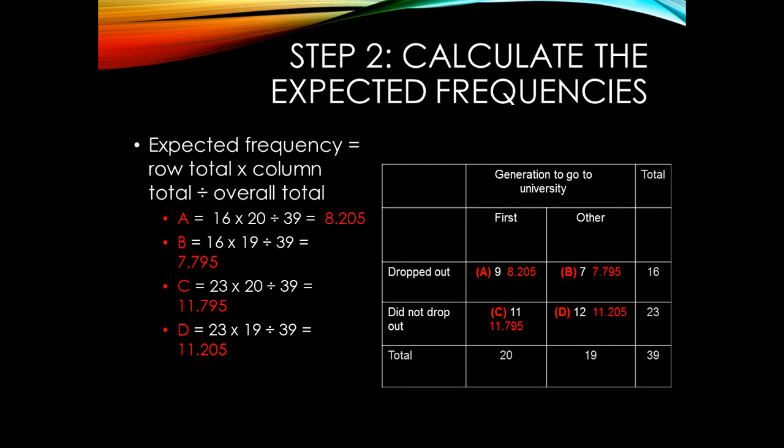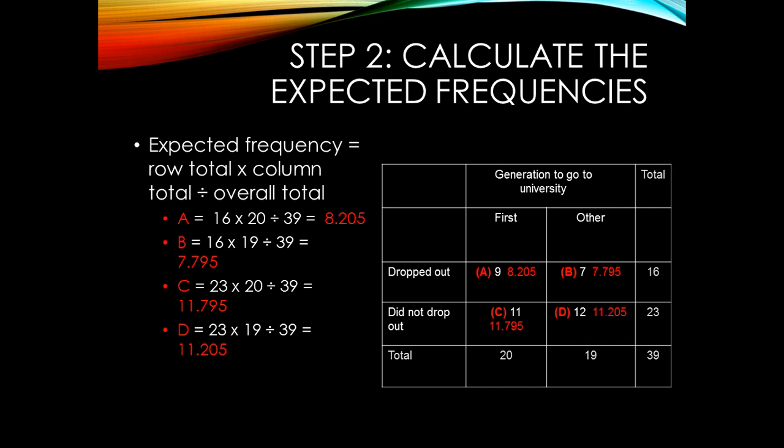11.79. If you're doing it on the calculator, it actually gives you a lot more decimal places. It's 11.79487179. But what we normally do is round to 3 decimal places, that's to say 3 numbers on the right-hand side of the decimal point. So because it's 11.7948, the 8 means we round up to 5. So what you've got on the screen is 11.795.